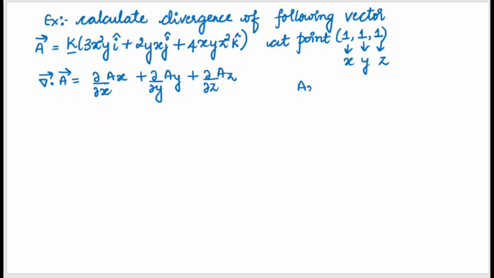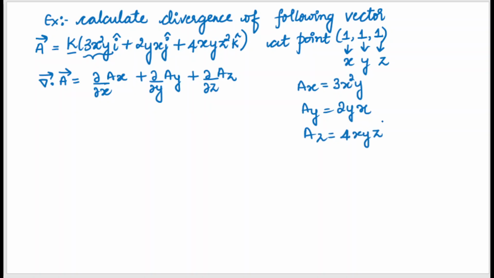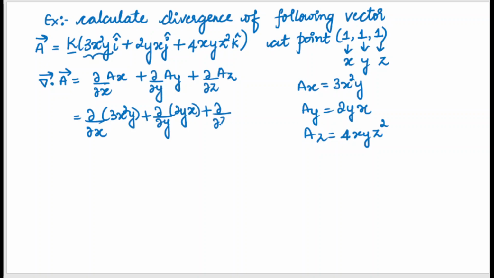So the ax value: I can tell ax is 3 times of x square y from the given question. Ay is equal to 2 times of yx and az is equal to 4 times of xy z square. Right, now substitute the values. So we get dou divided by dou x of 3 times x square y, plus dou divided by dou y of 2 times yx, plus dou divided by dou z of 4 times xy z square.